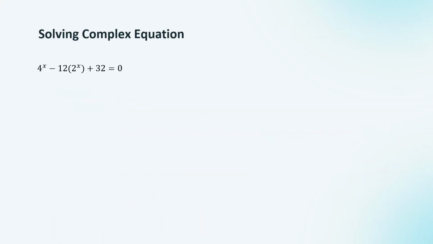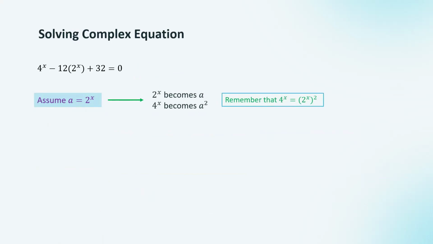We are now going to see a different type of equation, but again, the method to solve it is going to be the same. As you can see, we have an exponential in the equation now, but that's okay. So we can try to assume that a is equal to 2 to the power of x. 2 to the power of x becomes a, and 4 to the power of x becomes a squared. Remember that 4 to the power of x is equal to 2 to the power of x squared. So this is what we learned in the exponential material.